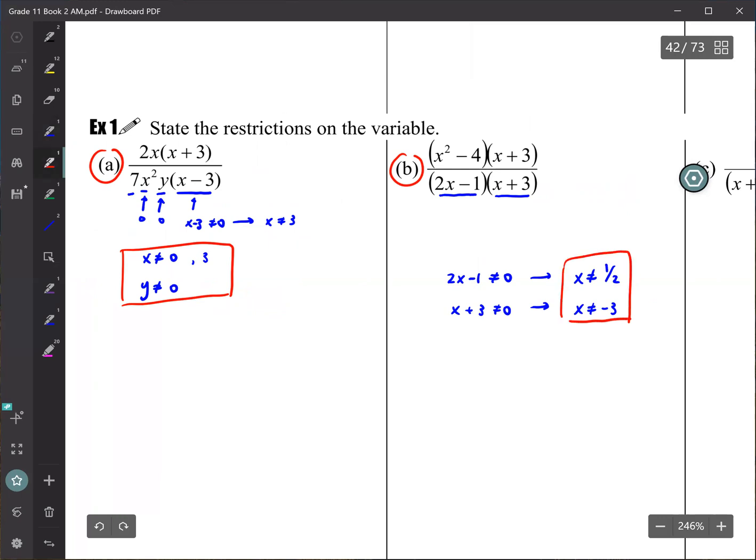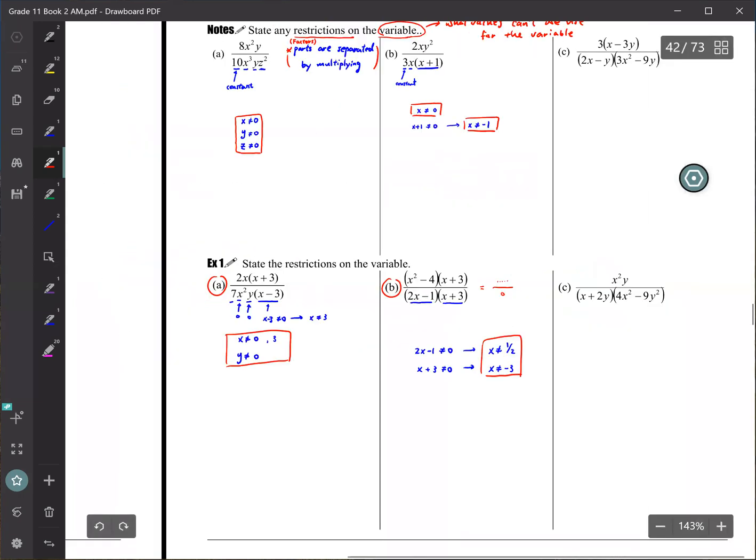So you cannot use those value and then sub it into the question. Because if you substitute any of the 2 restriction, then your result, it will be something over 0, right? Some value on the top and then over 0, and that is not allowed, okay? Restriction. Okay, let's look at C.